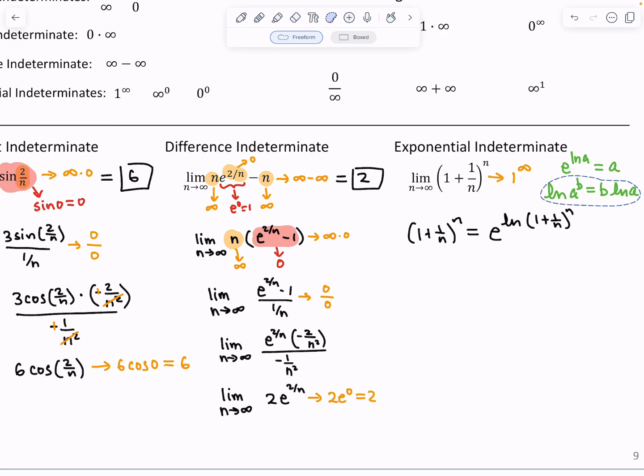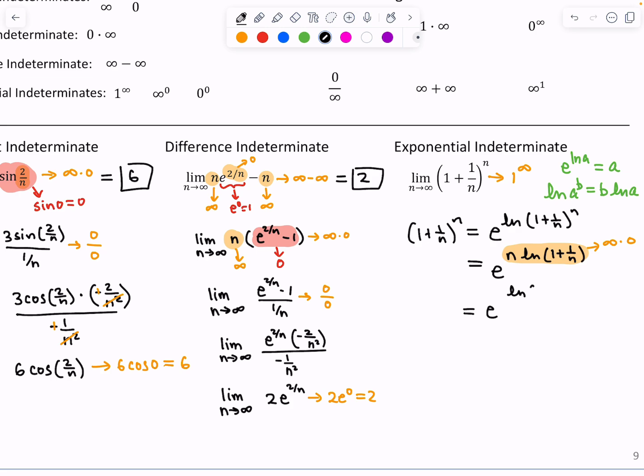Now we're going to use this second log property, moving this exponent, n, down as a coefficient on this natural log. So we get e raised to the n times natural log of 1 plus 1 over n. If I pause right here and consider the limit of the exponent, as n goes to infinity, this exponent approaches infinity times natural log of 1, but natural log of 1 is 0. This is a product indeterminate. So I'm going to rewrite that exponent as natural log of 1 plus 1 over n over 1 over n.